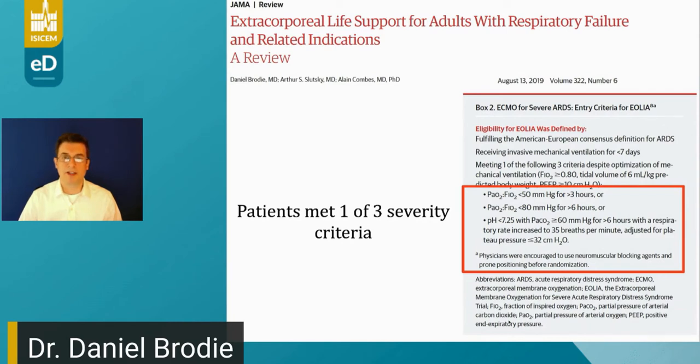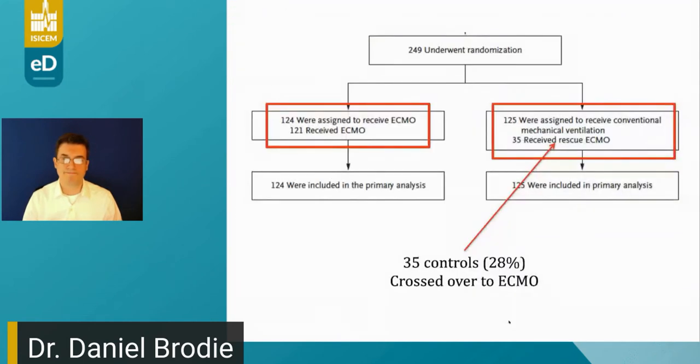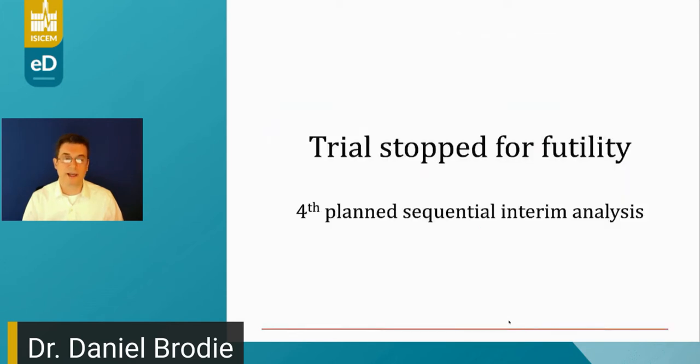This is a pH that can't be maintained above 7.25 with a PCO2 less than 60 for at least 6 hours, despite going up on the respiratory rate to 35 and accepting a plateau pressure of up to 32. 124 patients were assigned to receive ECMO, 125 to conventional mechanical ventilation. Of note, 35 of the 125 controls, that's fully 28%, crossed over to ECMO and therefore likely biased the results to the null. On that score, the trial was stopped for futility at the fourth planned sequential interim analysis.